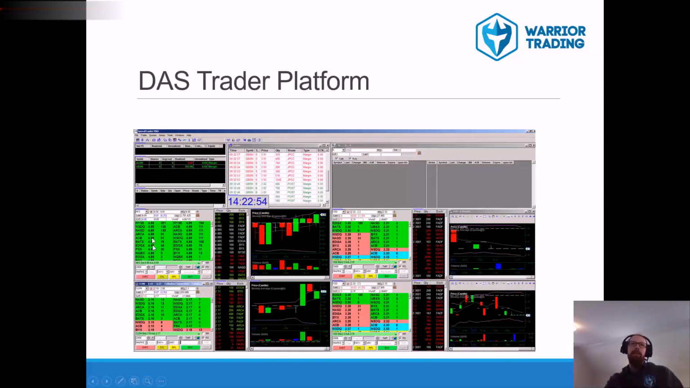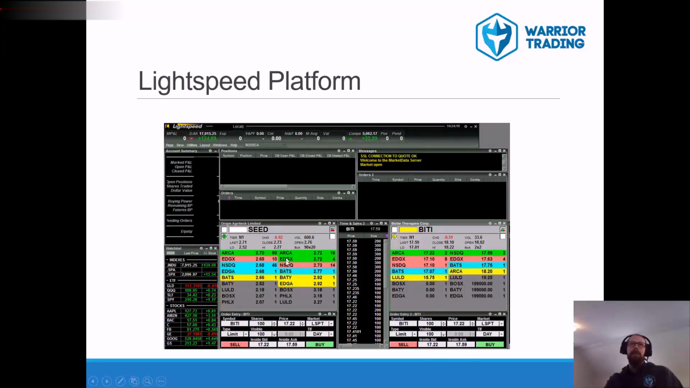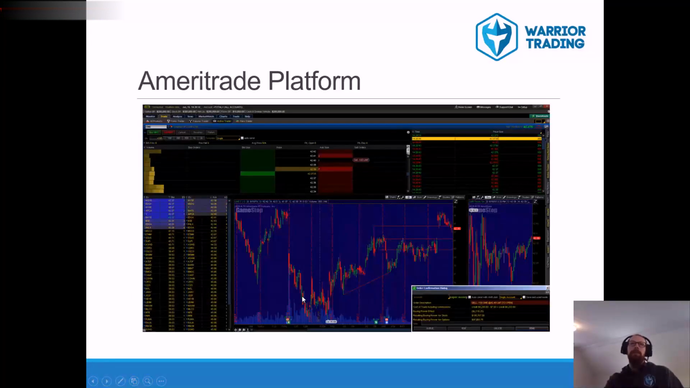The Speed Trader platform or the Dash Trader platform, you've got your level 2 here, your buy and sell buttons, kind of account info. Here with Lightspeed, you've got the buy, the sell, account info over on the side, level 2. Here's Ameritrade. This is a little different. Ameritrade is not always as intuitive, but this is a pretty advanced platform as well.